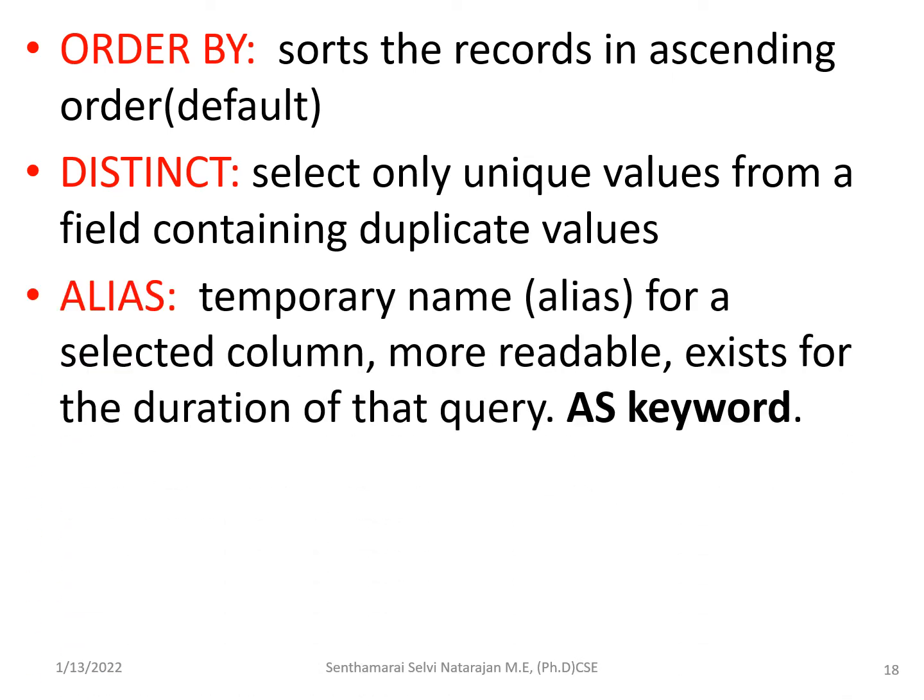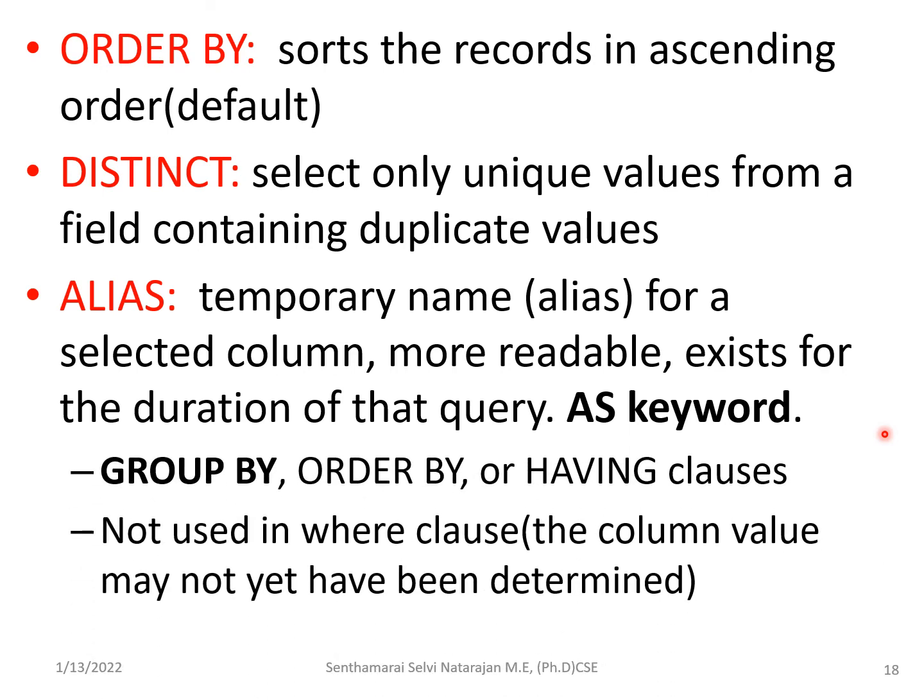Alias, this is where you can give a temporary name to the table when you are using it in the select. When you use this alias concept, it works while that query is executed. After that, it is erased, in the sense the duration will be exited. AS is the keyword used for alias. For example, select star from student, and you can name student as S. Likewise, the column name can also be modified. So this is the purpose of the alias condition.